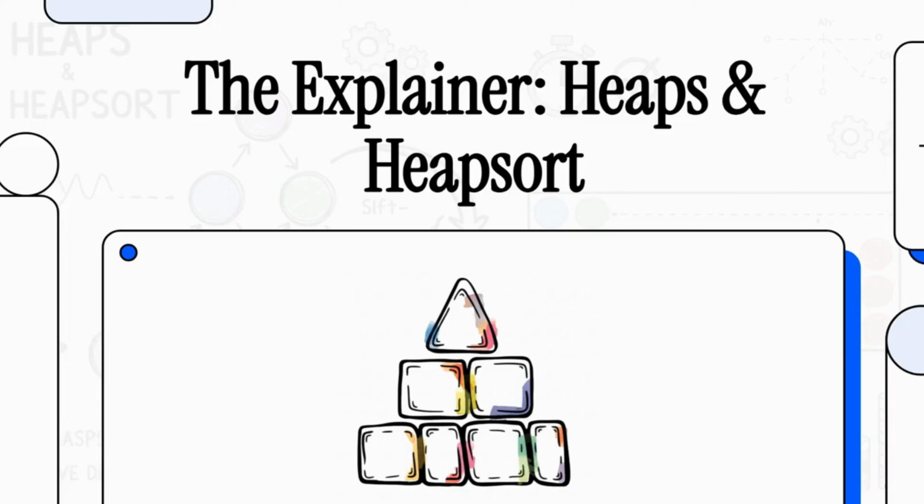Welcome to The Explainer. Today, we're going to tackle a classic computer science puzzle. How do you bring order to complete chaos? We're diving into Heap Sort, a really elegant algorithm that can take a total mess of data and turn it into a perfectly sorted list. And it does it all using a surprisingly simple but incredibly powerful data structure.